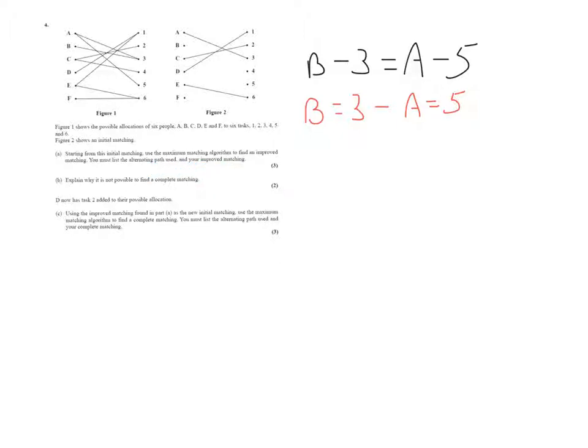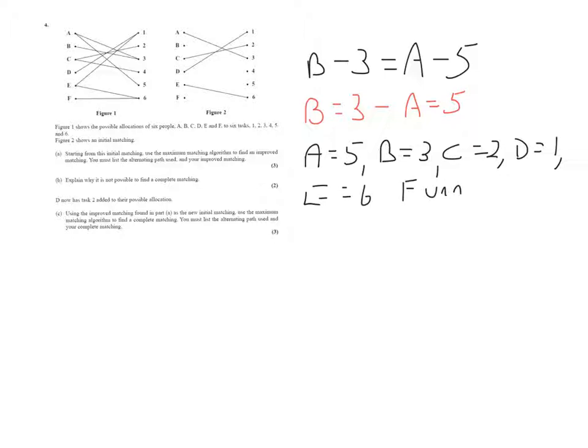So the improved matching is that person A is doing 5, person B is doing 3, and then you need to put the rest in. Person C is doing 2, person D is doing 1, E is doing 6, and F is unmatched, and you need to write this down. You need to write down that F is unmatched. So that's part A done.